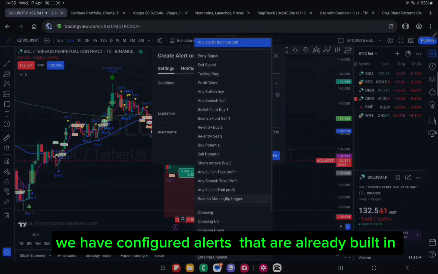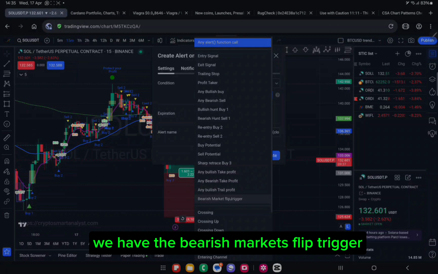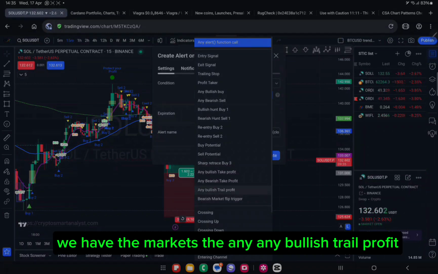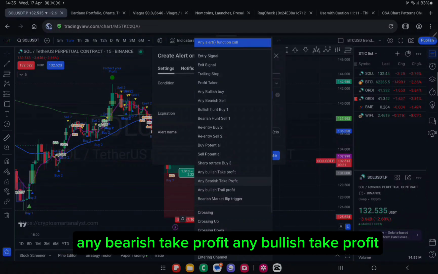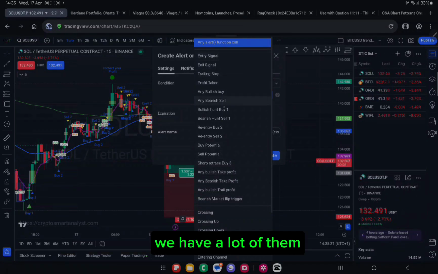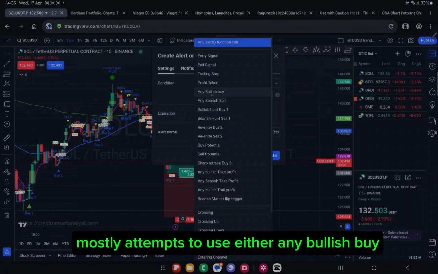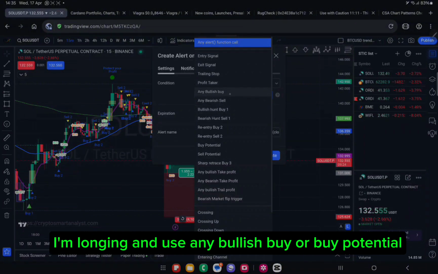So you have different configured alerts I already put in. We have the bearish market flip trigger. We have any bullish trail profit, any bearish take profit, any bullish take profit. We have a lot of them. Mostly I tend to use either any bullish buy. If I'm longing, I use any bullish buy or buy potential.